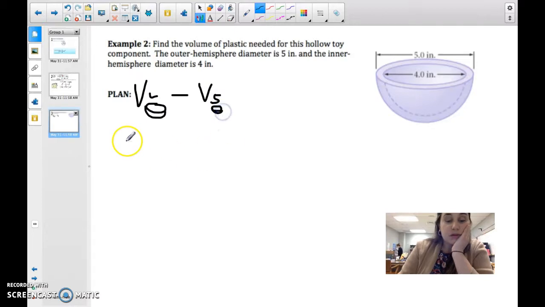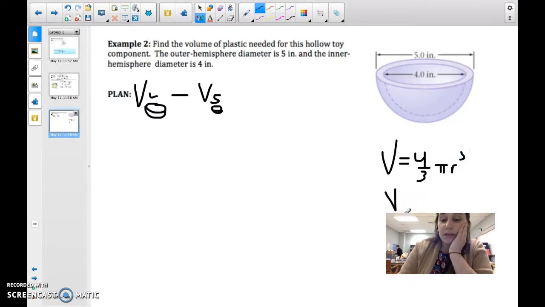Now something to note, if the volume of a sphere is 4/3 pi r cubed, maybe you want to add this to your formula sheet, but the volume of a hemisphere, so half of that, if I cut 4/3 in half, that's 4/6. So, right, 4/3 times a half is 4/6. That's going to be 2/3. So if you just want to remember that, a hemisphere is going to be 2/3 pi r cubed.